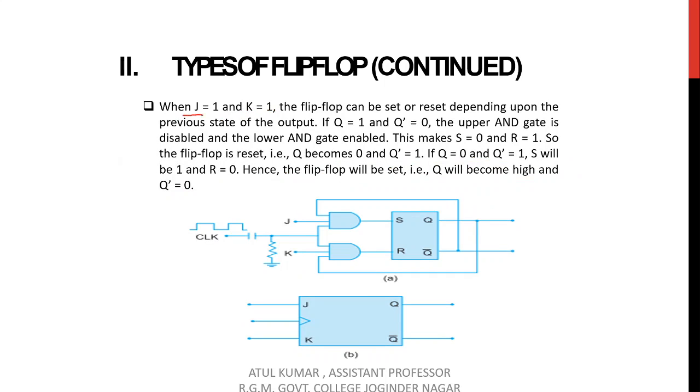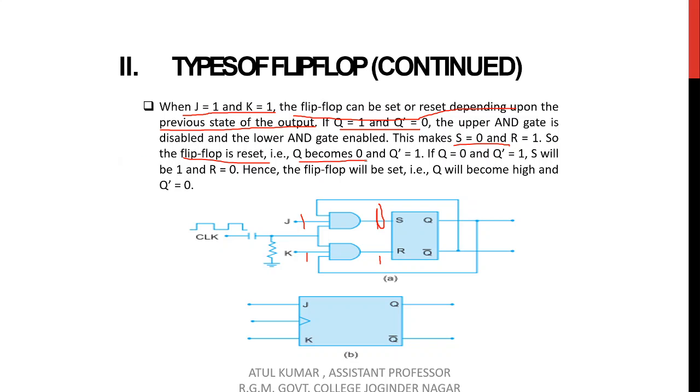The next is when both J and K are 1. When both J and K are 1, then the flip-flop can be set or reset depending upon the state of the output. Suppose Q is equal to 1 and Q bar is equal to 0. Then the upper AND gate becomes disabled because Q bar here is 0, so its output becomes low, and the lower AND gate becomes enabled. So in this case S becomes 0 and R is equal to 1. In that case the flip-flop is in the reset state.